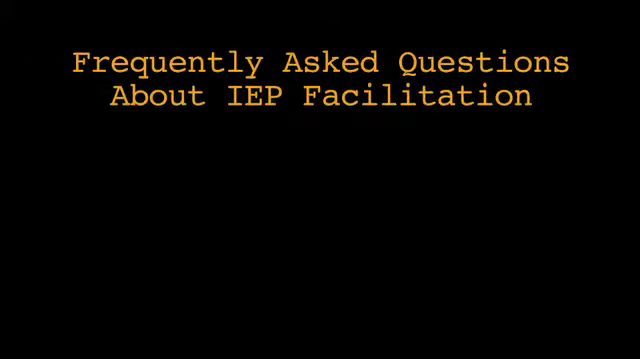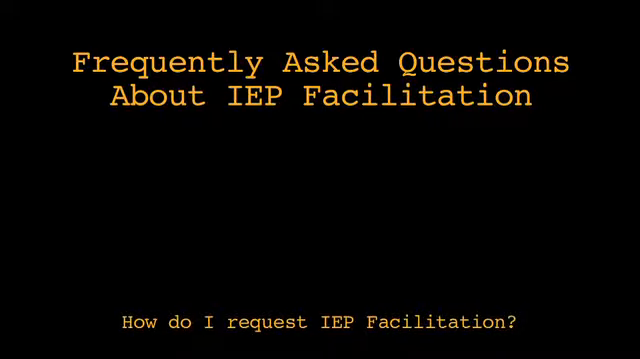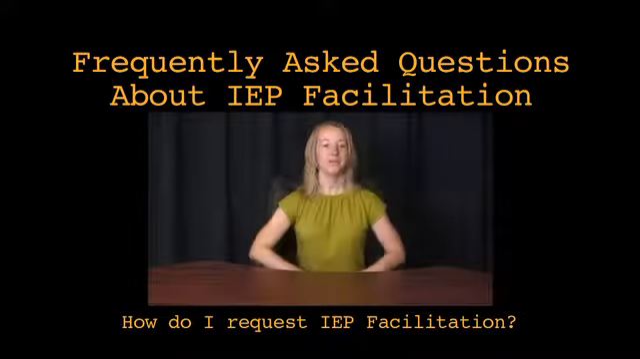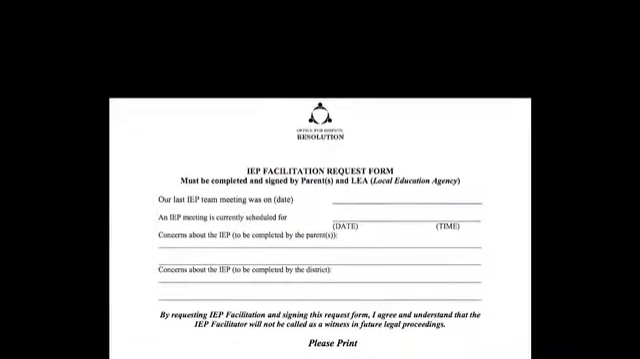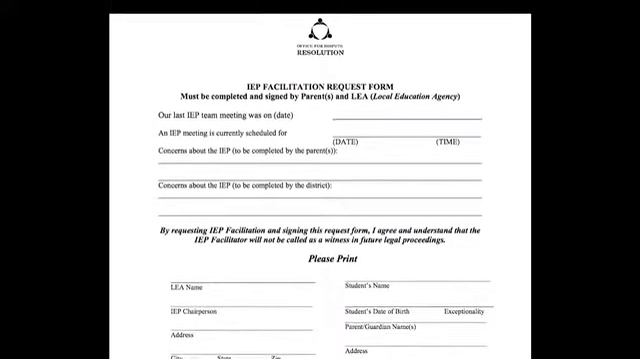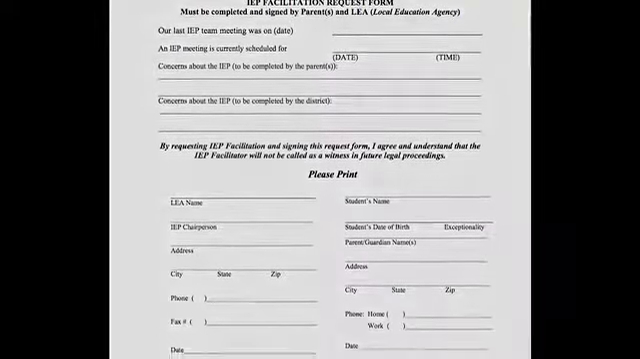Now let's examine some frequently asked questions. How do I request IEP facilitation? Either parent or district can request IEP facilitation. However, since the process is voluntary, both sides must agree. When everyone agrees to IEP facilitation, a request form is completed and signed by the parents and district, then submitted to the Office for Dispute Resolution, or ODR. This form is available from the ODR or online at the ODR's website.